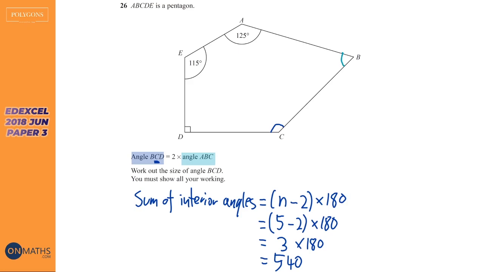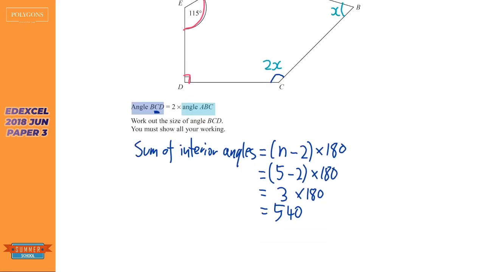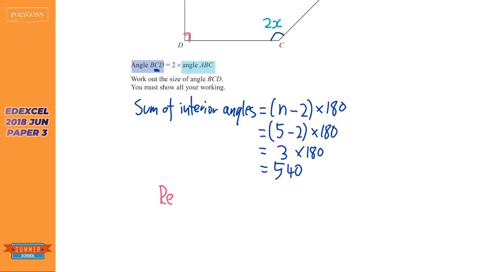Now it's saying the angle here, which I'm going to label as X, is twice the angle at BCD. Now angle BCD is twice the angle ABC. So BCD would be 2 lots of that, so 2x. And there is a way of doing this without algebra. I think it's a lot easier using algebra, because we need to work out what is remaining. So we've got already this angle, and this angle that we know about. So we're going to work out the remaining angle.